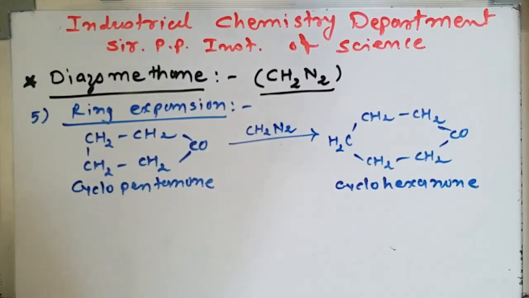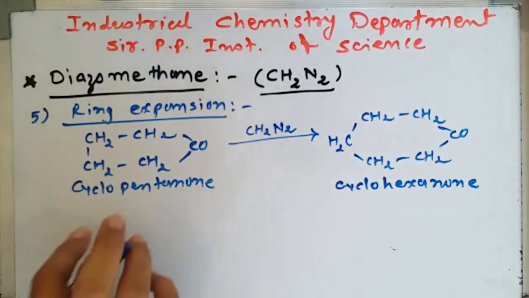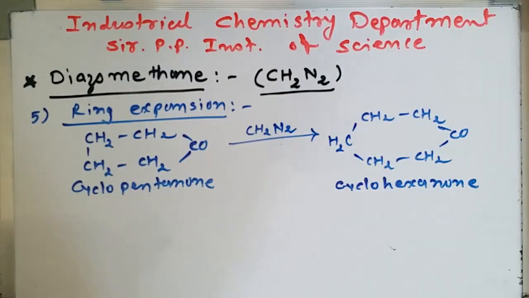So cyclic ketones, when treated with diazomethane, undergo ring expansion to form higher ketones. The reaction has been used to prepare 6 to 10 member cyclic ketones. Here we see 6 member, also 6 to 7, 7 to 8, 8 to 9 and 9 to 10. So this reaction is used to prepare 6 to 10 member cyclic compounds.